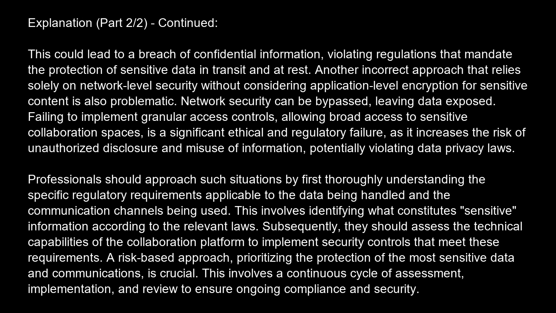Professionals should approach such situations by first thoroughly understanding the specific regulatory requirements applicable to the data being handled and the communication channels being used. This involves identifying what constitutes sensitive information according to the relevant laws. Subsequently, they should assess the technical capabilities of the collaboration platform to implement security controls that meet these requirements. A risk-based approach, prioritizing the protection of the most sensitive data and communications, is crucial. This involves a continuous cycle of assessment, implementation, and review to ensure ongoing compliance and security.